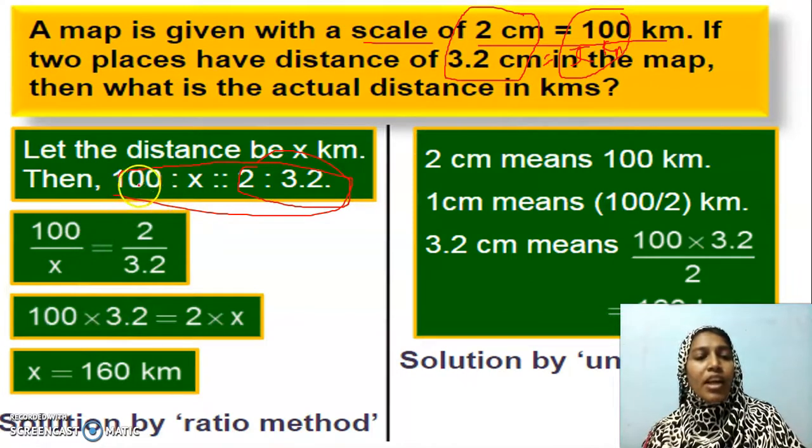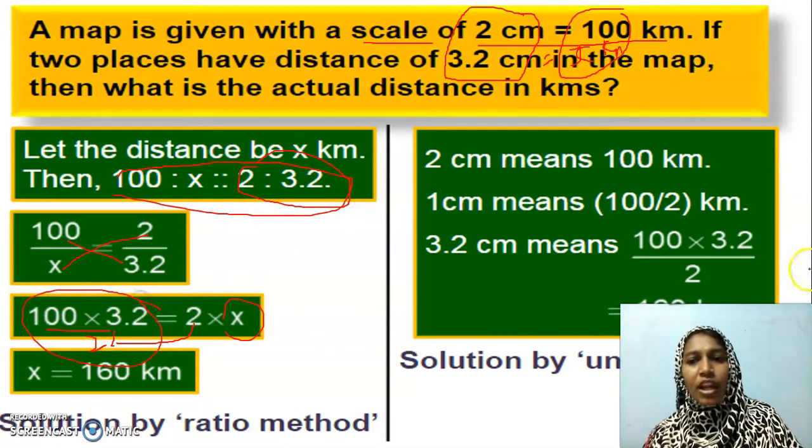So I can write 100 is to x as 100 by x, this as 2 by 3.2 in fraction. Then I cross multiply. This 3.2 will get transposed to 100 and this will transpose to 2 into x. Then I will have this x as it is. I will transpose this, so I will divide it by 2. So I got the same step that I have here in the unitary method.